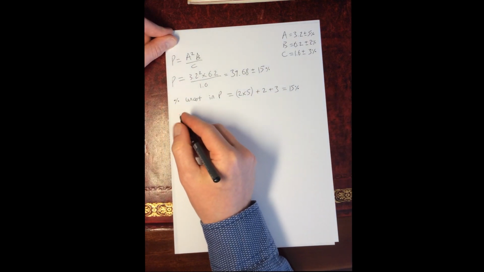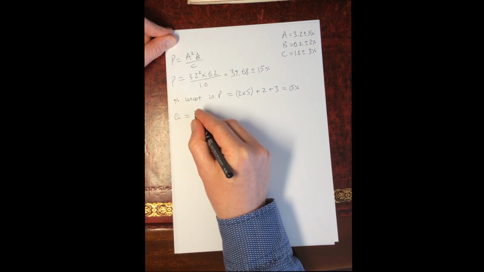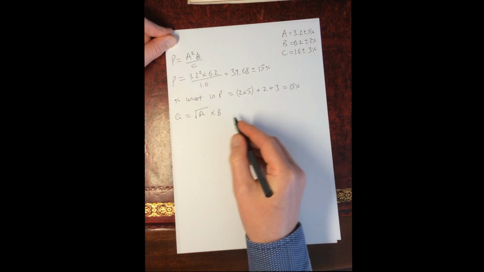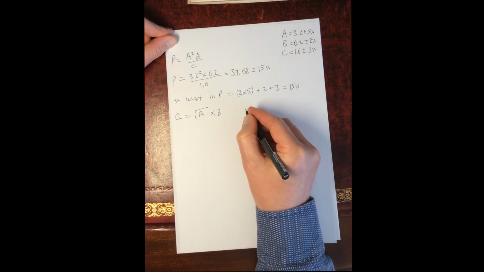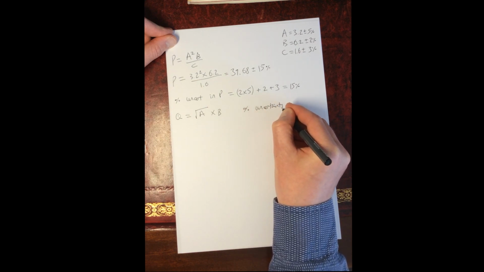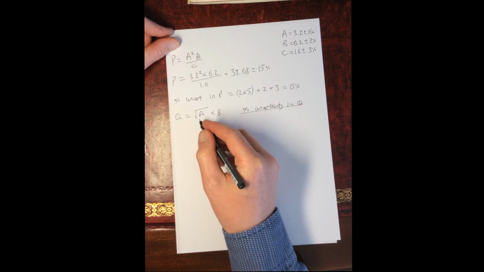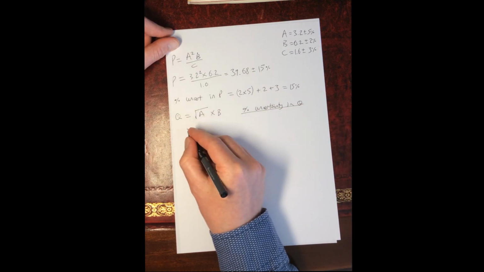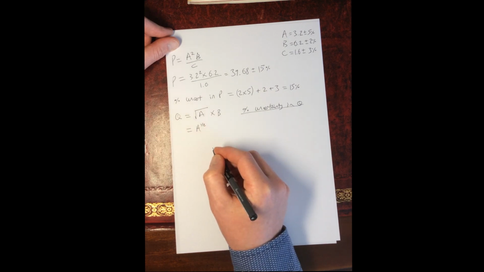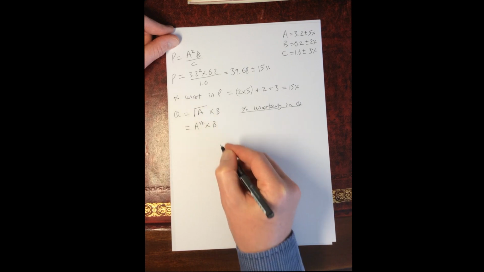Okay. Let's say we've got some other value, Q equals the square root of A multiplied by B. Let's not actually work out the number here. Let's just work out the percentage uncertainty in Q. Now when you square root a value, it's the same as raising it to the power of half. So we've just got A to the power of half multiplied by B here.